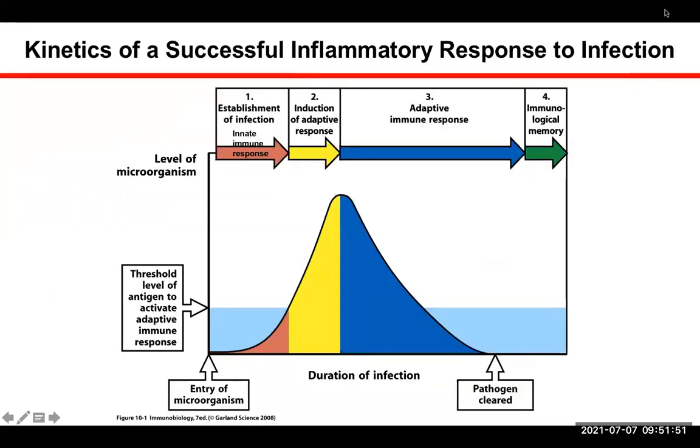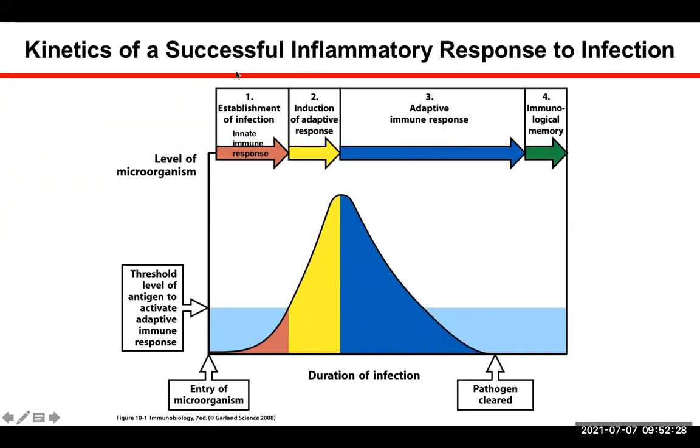So here we have the kinetics of a successful inflammatory response to infection. On the x-axis we have the duration of infection, and on the y-axis the level of the microorganism. At the starting point, a microorganism enters our body, and unfortunately it takes our body some time to recognize that there is a foreign invader. It's not until it reaches a specific threshold that your immune system starts to recognize that something is present that shouldn't be there.